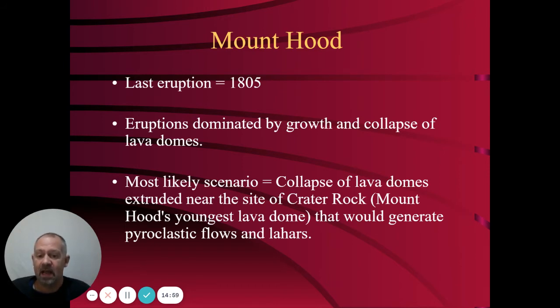Okay. Now, in terms of what they think is going to happen in the future, what's the most likely scenario? Once again, it's going to be a growth and a collapse of a lava dome near a place called Crater Rock, which I'll show you in just a minute. You people that ski, you guys that go up there a little bit, it's right above Palmer Ski Lift, okay? It's that big pinnacle. I'll show you a picture in just a minute, okay?